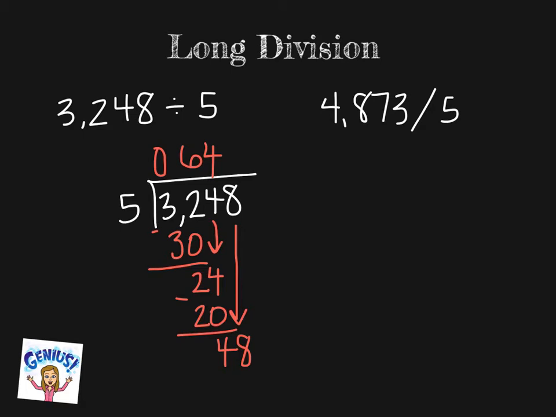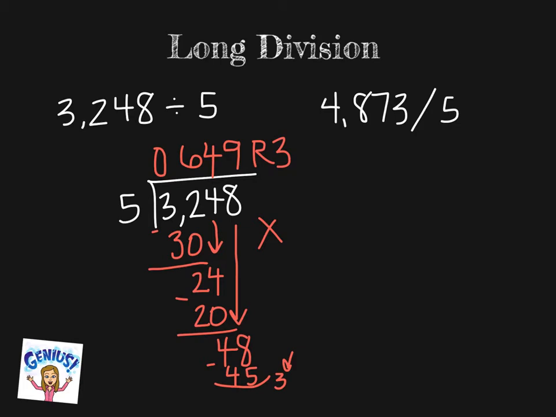5 going into 48. So if you think about it, 5 times 9 will get me the closest. So 5 times 9 is 45. So then I subtract, and I end up with a 3. Sorry, my numbers are getting a little out of the way here, but that's okay. So no more numbers to bring down, which means that this lovely 3 is my remainder, my leftovers. So quotient 649, remainder 3. Let's try the next one.